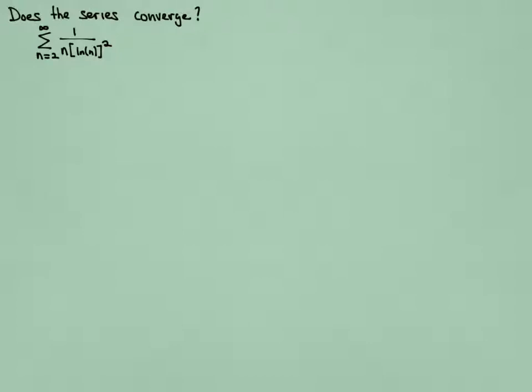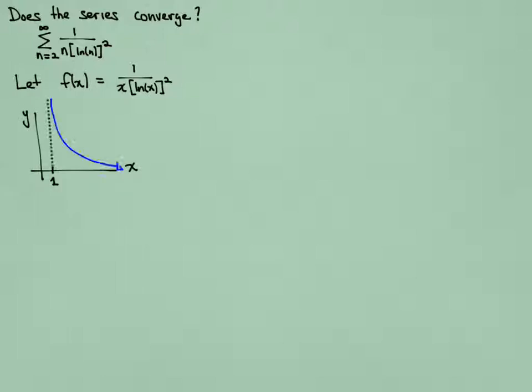One approach is to try to use the integral test. So I'm going to let f of x be the function that generates the terms of my series, 1 over x times log of x squared. If you were to plot that, starting at x equal to 1, where there's a vertical asymptote, you would see a continuous function.